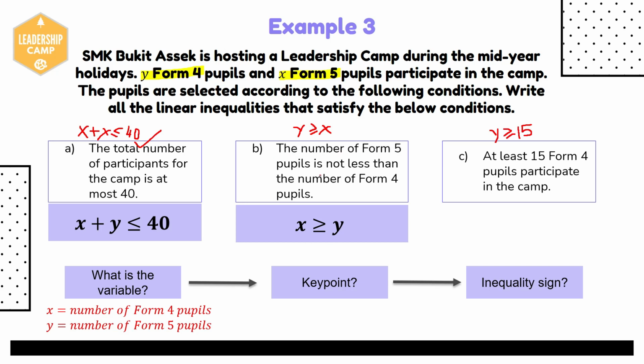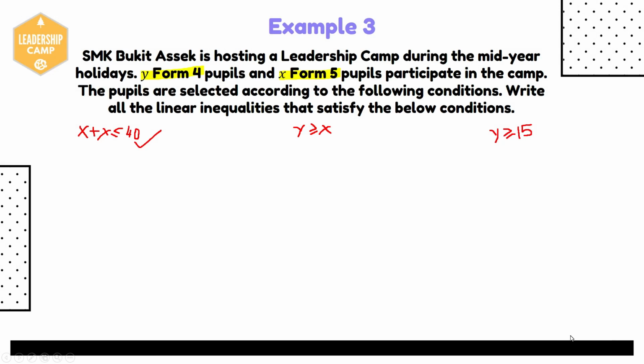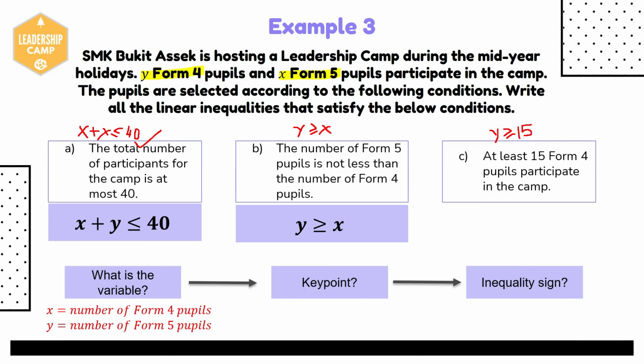The number of Form 5 pupils is not less than. Okay, in this my answer is incorrect because I confused the variable. I will fix my answer. Supposedly Y higher than or equal to X, because Y cannot be less than X. Y is Form 5 and X is Form 4. So the linear inequality is Y higher than or equal to X.